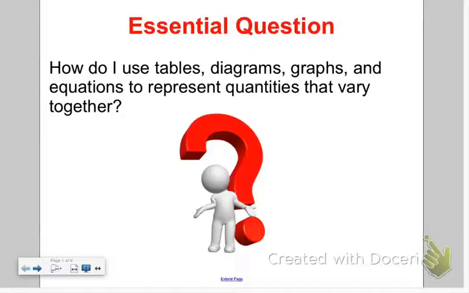Okay, again, we're working on the question, how do I use tables, diagrams, graphs, and equations to represent quantities that vary together? So we've talked about constant speed, and we talked about the rate at which we pour superhero soups into vats. Now we're going to talk about other things that vary together, like costs.